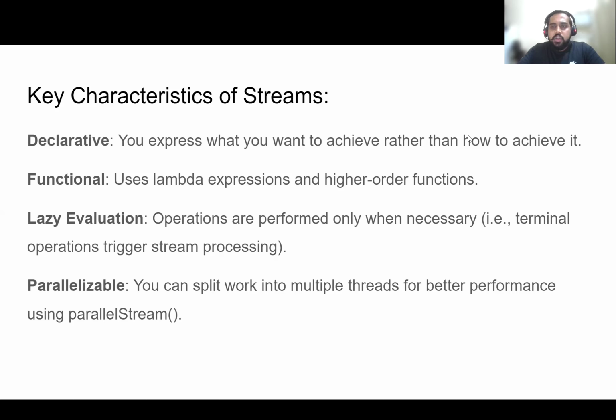Next is lazy evaluation. Suppose I have a collection with some data I need to process. If I go with a traditional way instead of streams, for example filtering, I can use a for loop and some if conditions to filter out data, and everything acts immediately. But if I use streams, it will not act immediately. I can only declare it, and until I call the terminal operation, it will not process that data. This is lazy, meaning operations are performed only when necessary. The terminal operation triggers the stream processing.